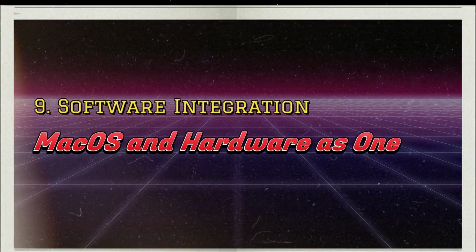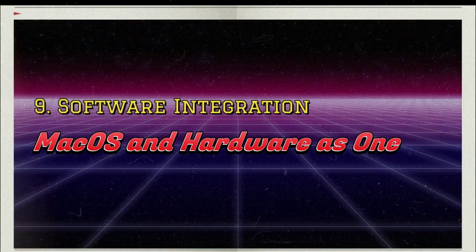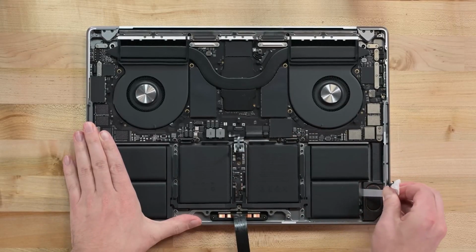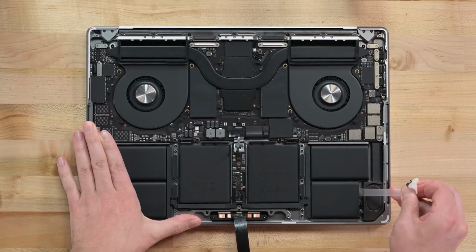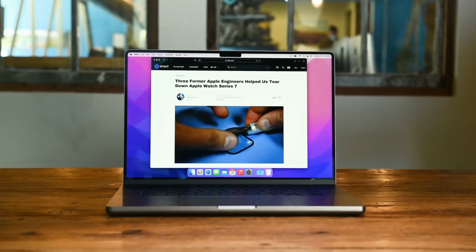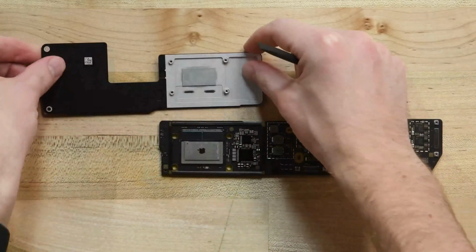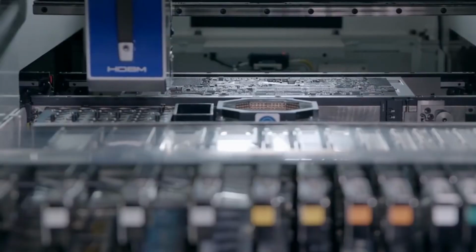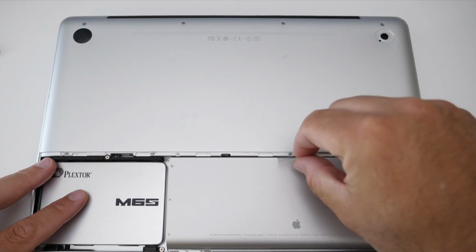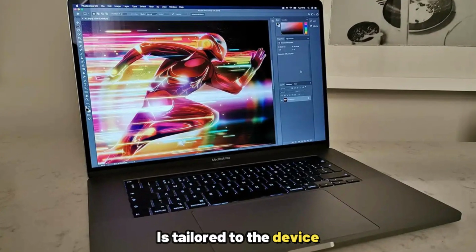9. Software integration, macOS and hardware as one. What makes a MacBook truly stand out isn't just the hardware, it's how seamlessly it works with Apple's software. macOS is optimized to take full advantage of the MacBook's hardware, from the custom chips to the display. Engineers ensure that every feature, like battery optimization and file management, is tailored to the device.